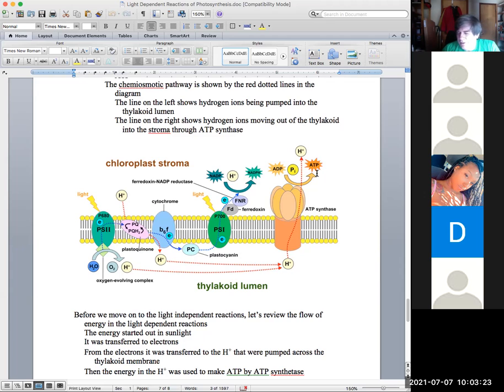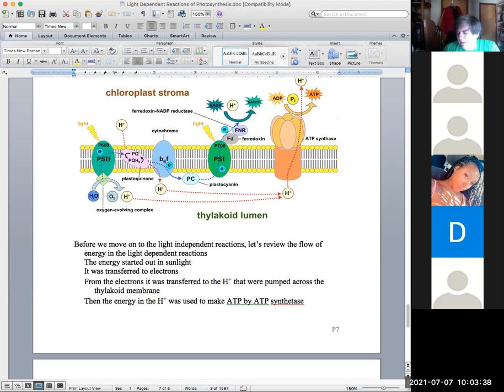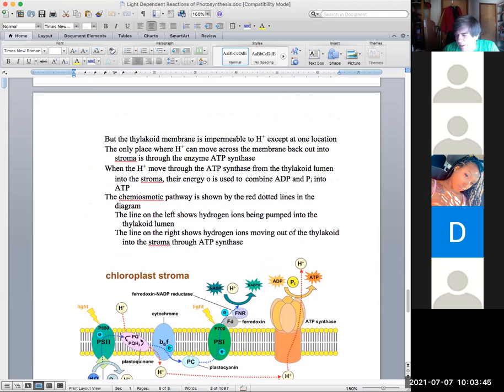Now, you might look at all this and think, why are you making it so complicated? Well, this is how it actually occurs. It might not be how you would design this if you were an engineer, but you have to keep in mind that when living things do metabolic pathways, a lot of times these pathways come from other pathways. So it's not necessarily what you might think is the most logical way to do things. So any questions right now about the light-dependent reactions?